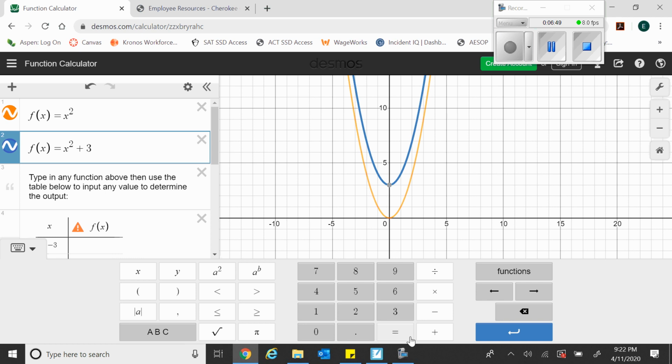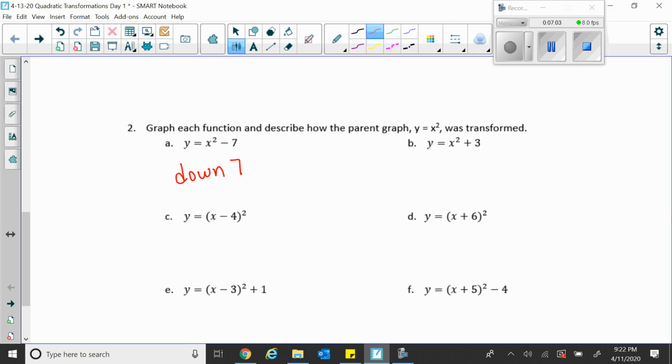So when you add something to the end, it actually shifts it up. So that kind of makes sense. If you subtract something from the end, it shifted it down. And if you add something to the end, like we did right here, it moves it up. So for B, how was it transformed? It was shifted up 3 units. So just to recap that, minus 7 on the end shifted it down 7, plus 3 on the end moved it up 3.